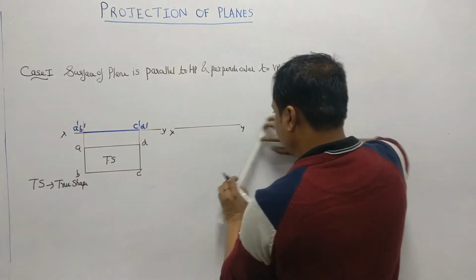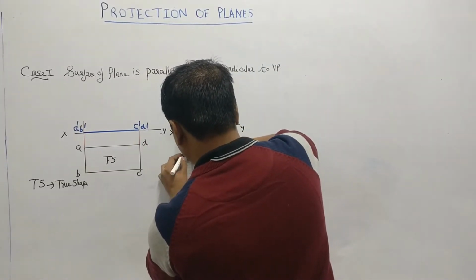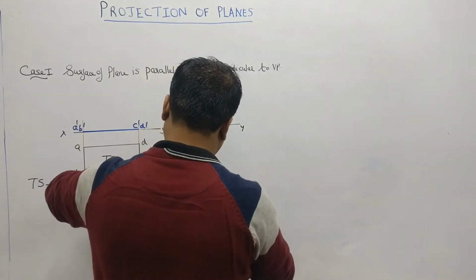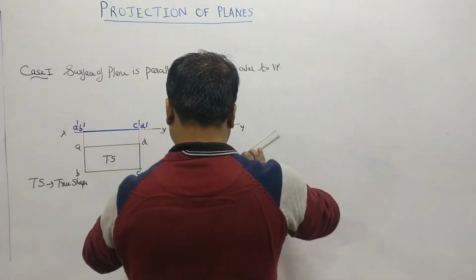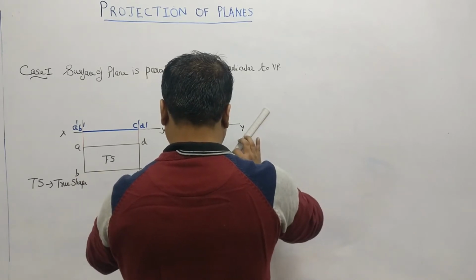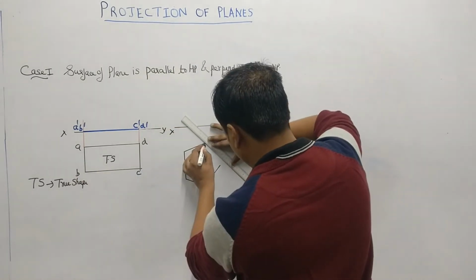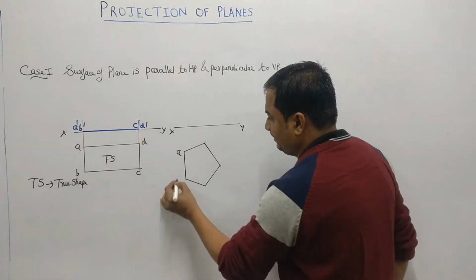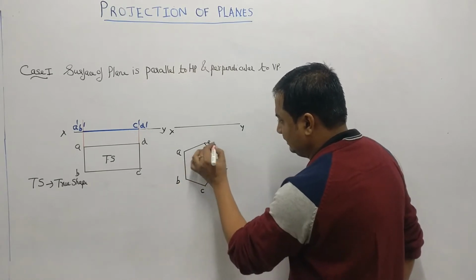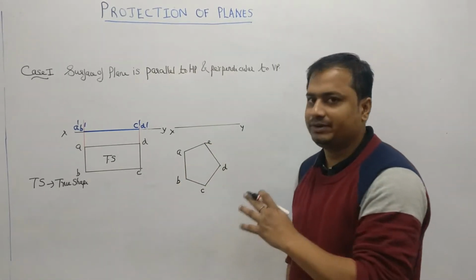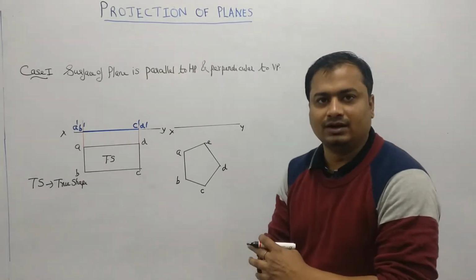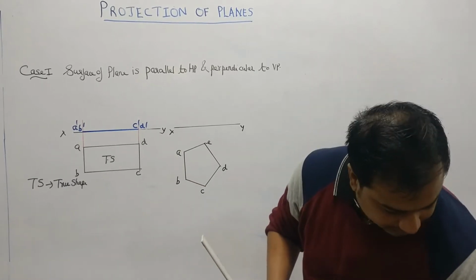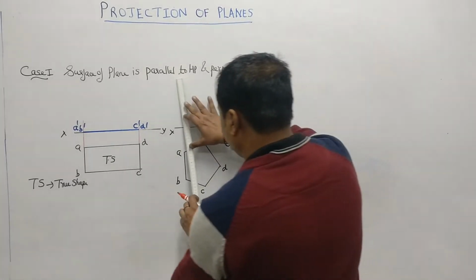So XY. The top view will be a pentagon. Naming will be A, B, C, D and E. Again you have to make it properly. This should be a regular pentagon. You have to make it by means of a technical instrument. I have just made it by means of a scale, but you have to use the instrument and make the regular pentagon. And the front view will be a line.